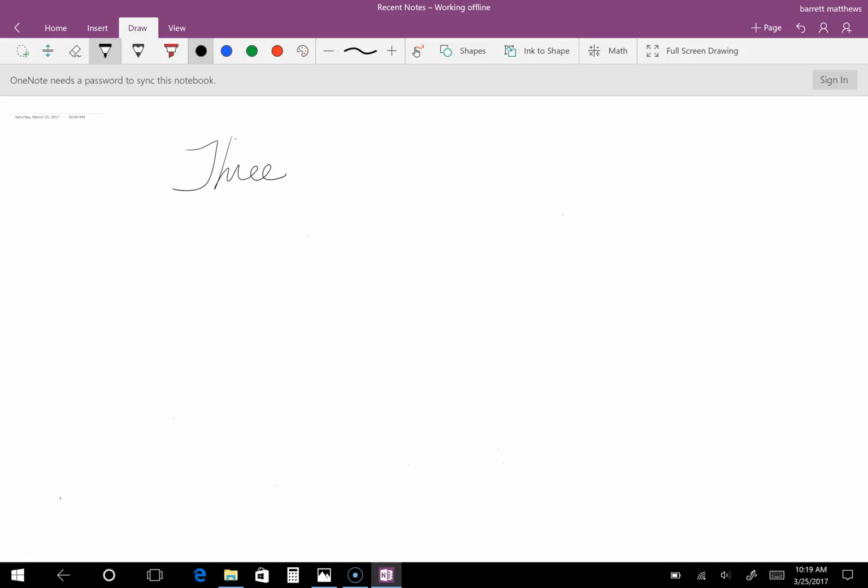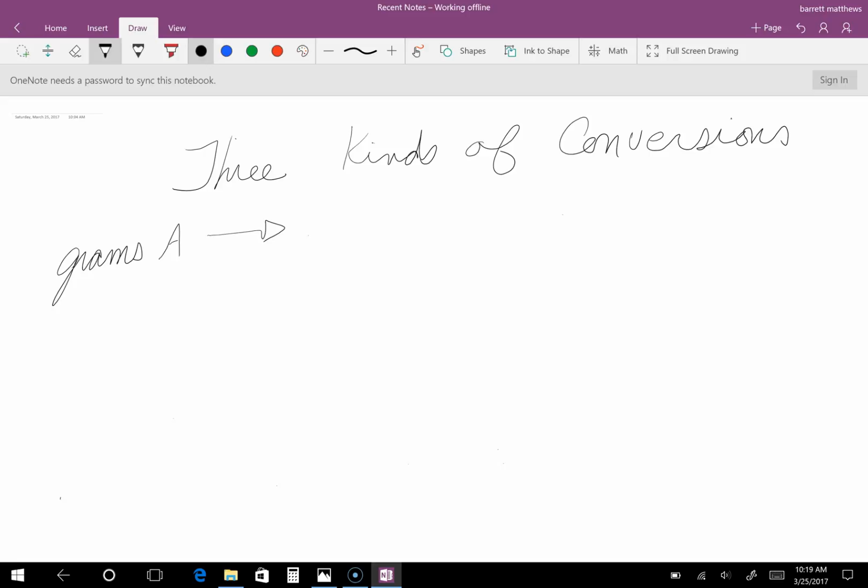There are 3 different kinds of conversions that can occur in these reactions. Each one of them requires a mole ratio because moles are how we relate things. We cannot relate things in grams. So the first kind of conversion we will do is grams A, meaning whatever they give you, to moles B, meaning the compound they're asking for.